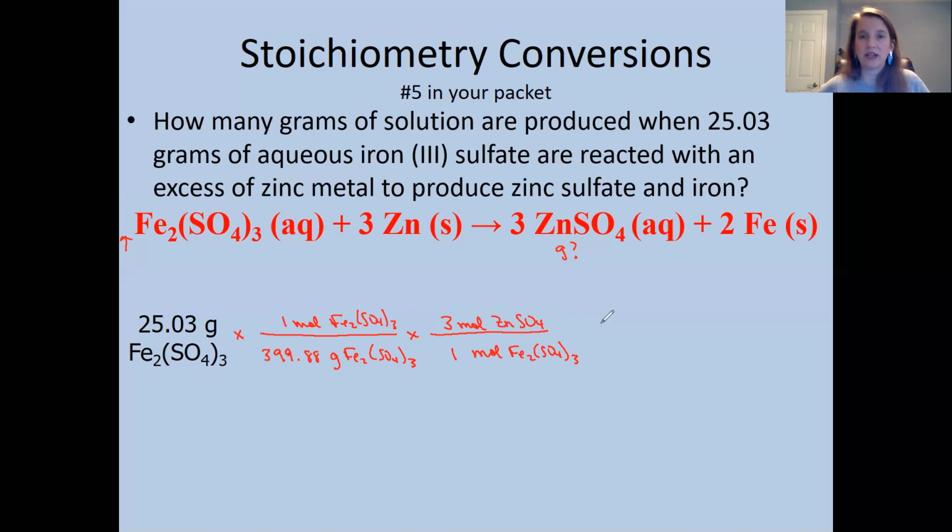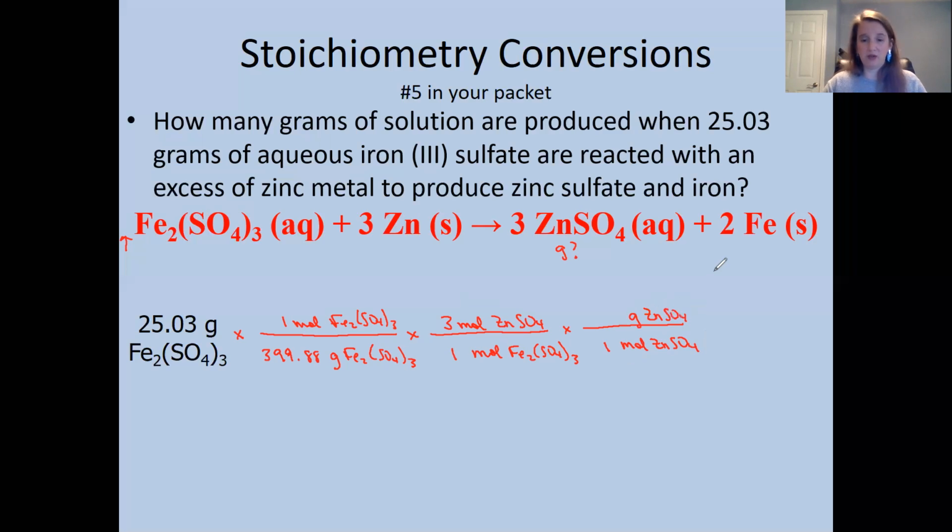Okay, so it always has to be a coefficient over a coefficient. We're not at our final answer yet because we're looking for grams. So since we have moles up here on the top, we need to have moles down here at the bottom. We can only use the coefficient 1 time. So since we already used the coefficient, we have to have 1 down here. We're looking for grams of zinc sulfate up here on the top.